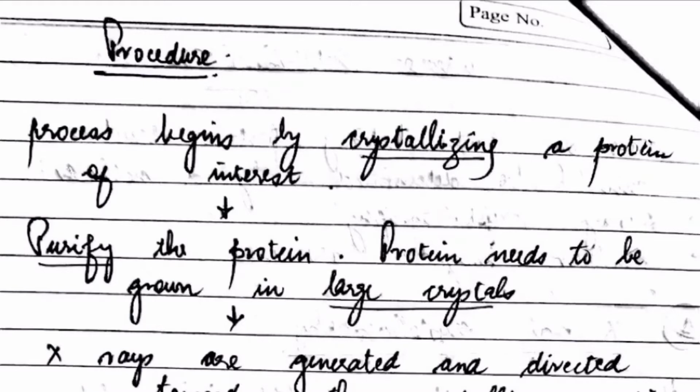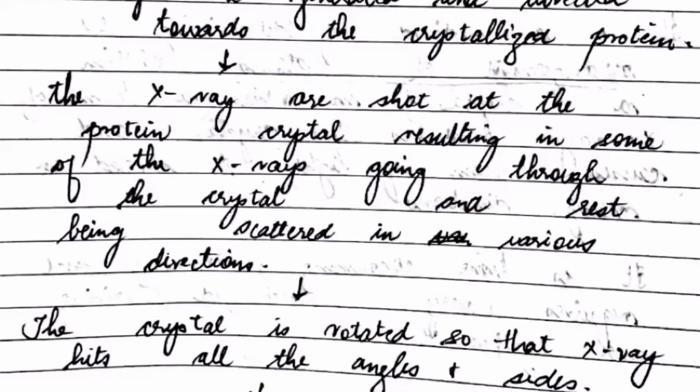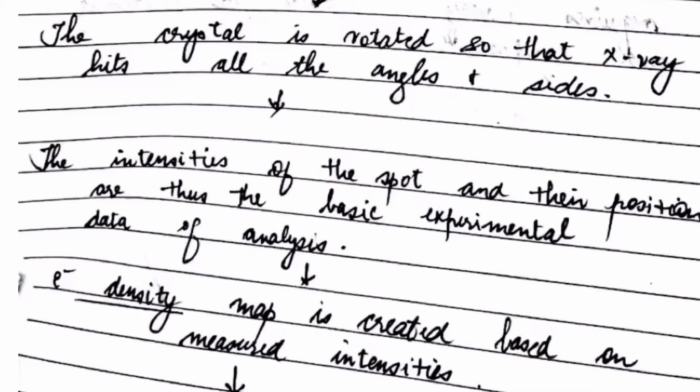Now let's start with the procedure. It involves 5 basic steps, that is protein purification, protein crystallization, data collection, structure solution, and then structure determination. I've written each step in detail. You can go through it, and I've also drawn a diagram showing the X-ray crystallography.